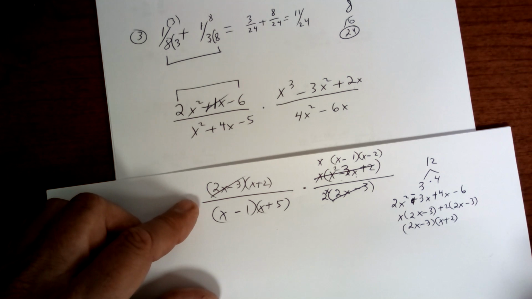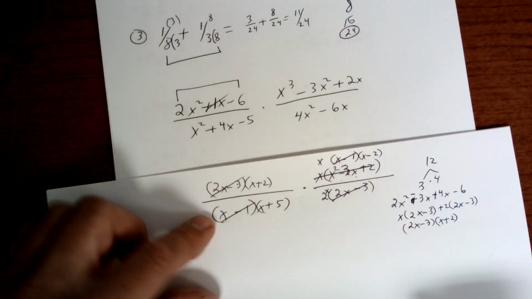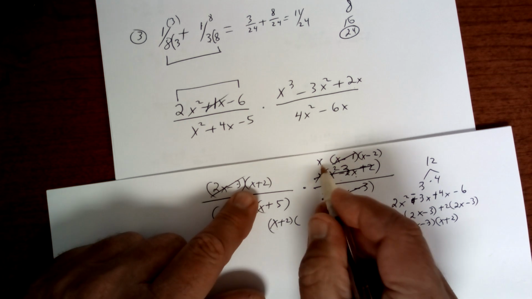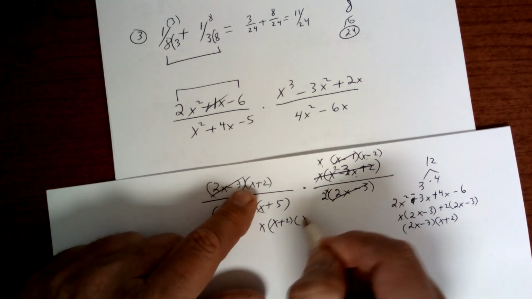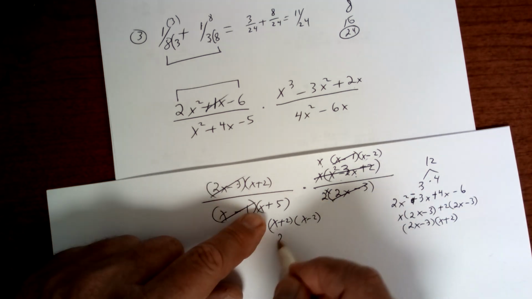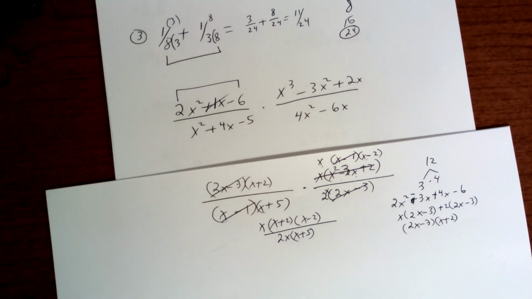That cancels. This cancels. Okay, so you're left with x plus 2, that x is part of your answer, and then x minus 2, and then down here you're left with 2x, and then x plus 5. So it's a lot of work. You have to be able to factor and factor correctly.